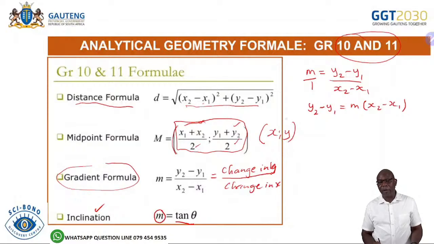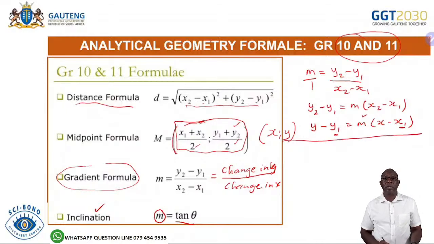So remember, if I'm given a point, I can still write y minus y1 equals m into x minus x1. So if I'm given a gradient and a point x1 and y1, I'm able to get the equation of the line, and we will do this in some of our activities. The straight line formula is nothing else but coming from the gradient formula.